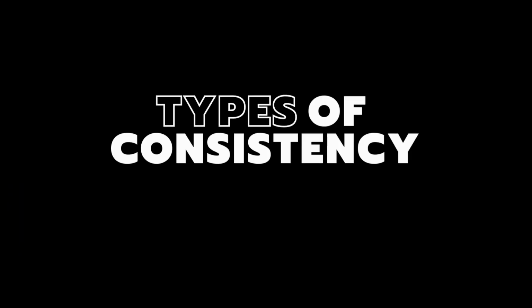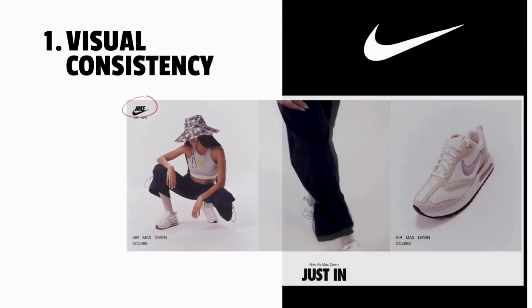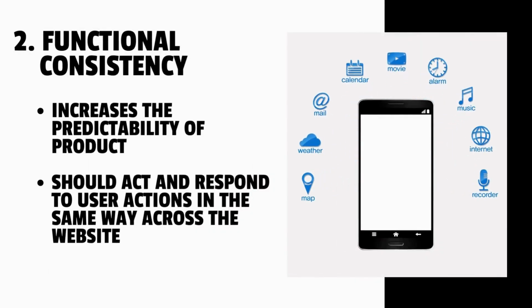Types of consistency. 1. Visual consistency. It refers to the visual identity and appeal of a brand and is comprised of many elements like the graphics, color schemes, fonts, logo, etc. This aids your audience to recognize the brand even among a whole set of many brands. 2. Functional consistency. It increases the predictability of the product. Predictability leads to users feeling safe and secure. Functional consistency is the principle according to which a mechanism in a product, or different parts of it, should act and respond to user actions in the same way across the website.